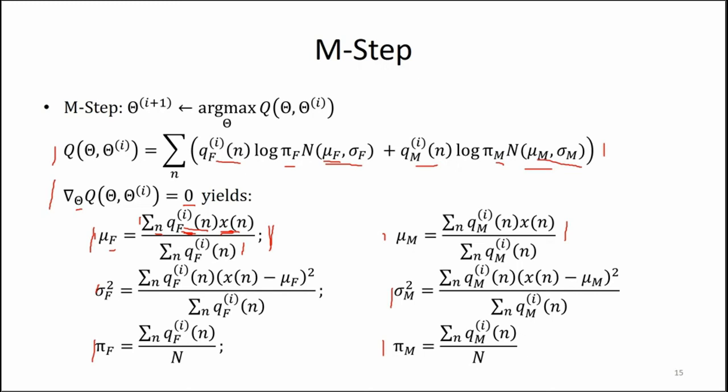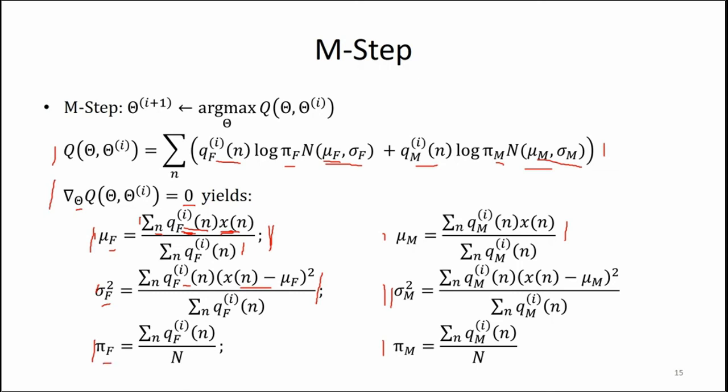The expression for sigma f squared, which is the variance for the female distribution, again follows a very similar pattern. So it's weighted by the probabilities of each sample being female, and then we have the usual expression for the variance, which is the average of xn minus mu f squared, and likewise for the variance of the male distribution.